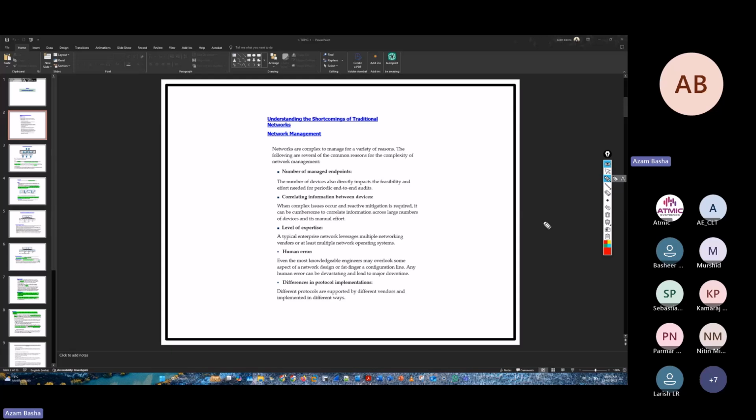So the shortcomings of traditional networking that we currently have, or most of us are now shifting from, is the number of managed endpoints. Here, with the managed endpoints, we have to actually do everything manually. In traditional networking, we do have monitoring tools, right? So why do we have monitoring tools? We have monitoring tools to make our life easy with the traditional networking.